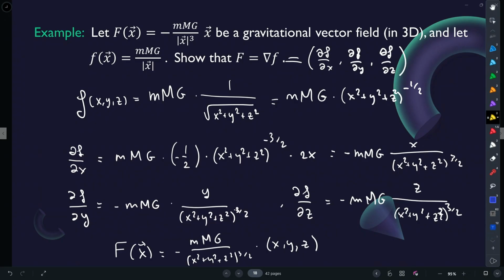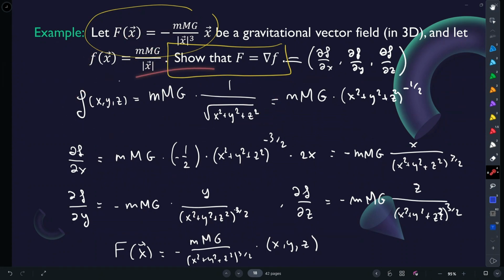Yes, so the question was, show that F is equal to the gradient of little f. So I took this little f, translated it into coordinates, and then computed the gradient of f. The gradient is the partials, partial with respect to x, comma, partial with respect to y, partial with respect to z. So what I did is take partial derivatives of this function and make it a vector, and then check that the vector that you get is actually equal to the vector that we had for the vector field that is given by the gravitational force.